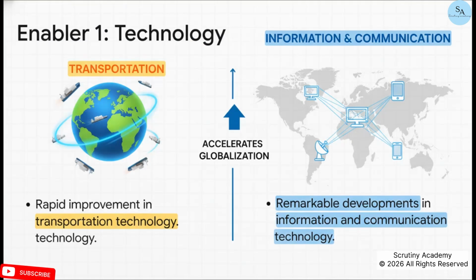First up, technology. This is a game changer on 2 fronts. 1, transportation. Think about those giant container ships and cargo planes. They made it way faster and cheaper to physically move stuff around the globe. But the real revolution? Information technology. The internet, computers, smartphones. Suddenly, a company in America could manage a factory in India in real time. It's like the whole world shrank and everyone's in the same office.